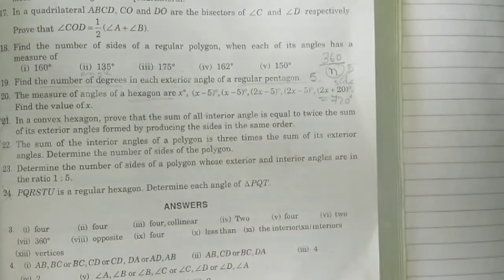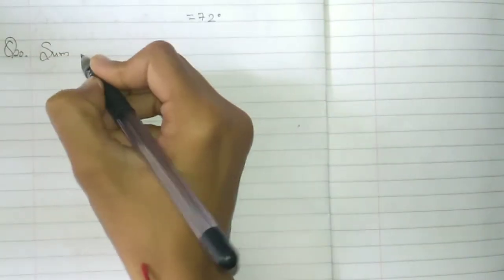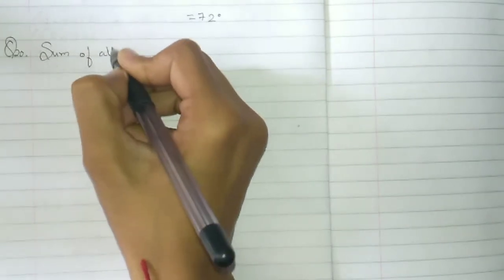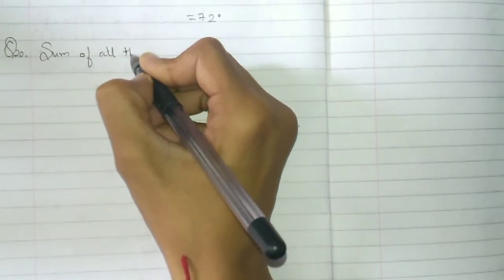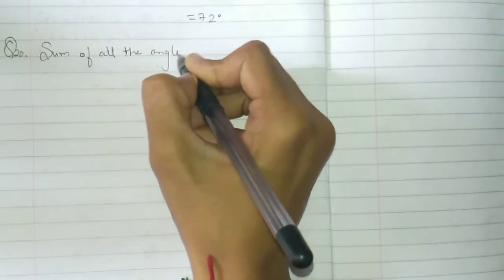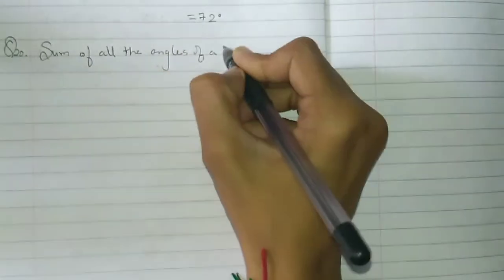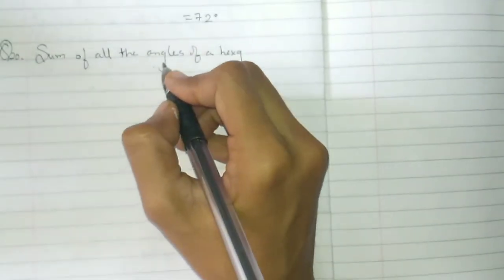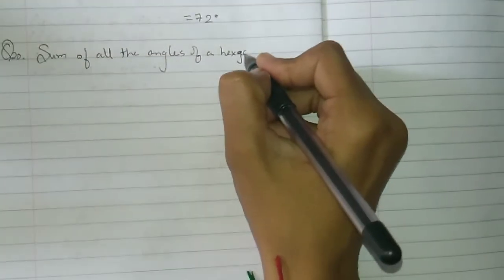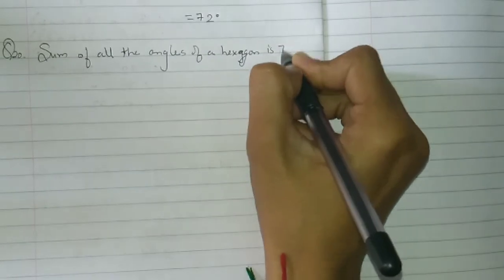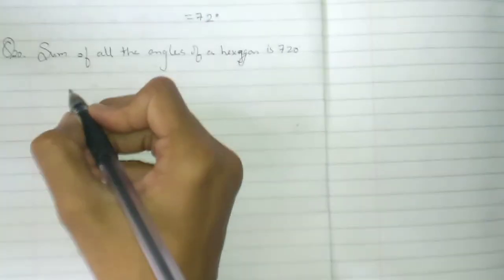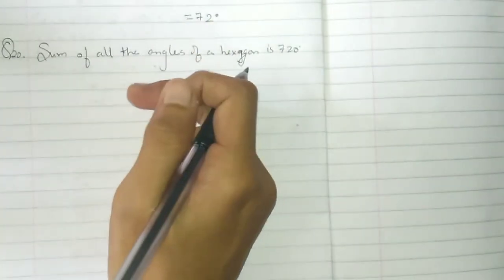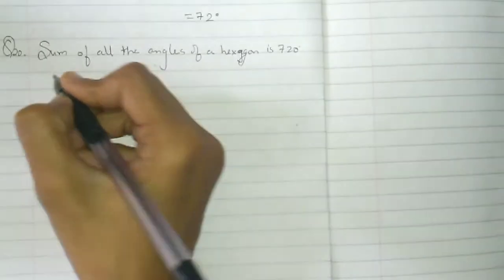Okay, let us solve it. In this question, first we have to write, we know that the sum of all the angles of a hexagon is 720. Whichever angles we have been given, we have to add them. So add it.